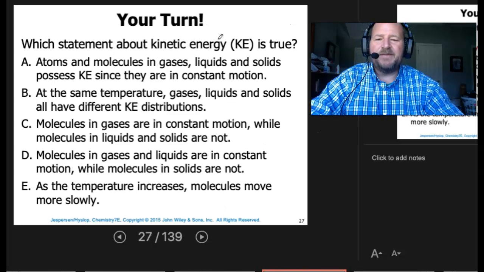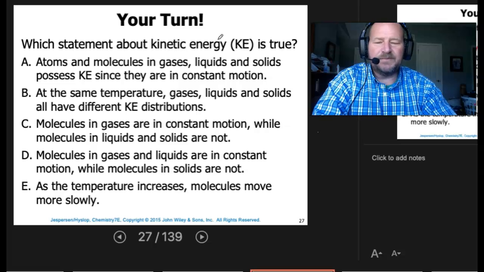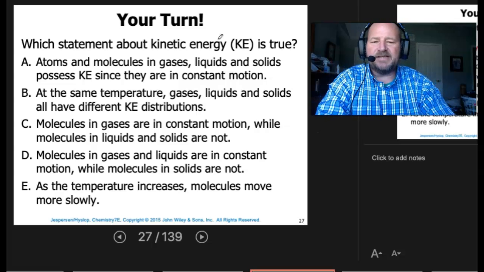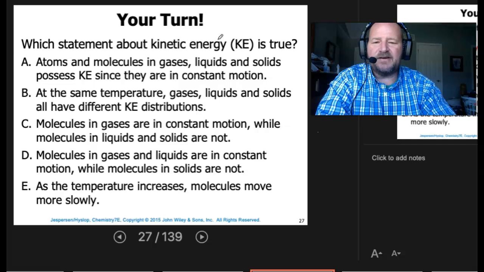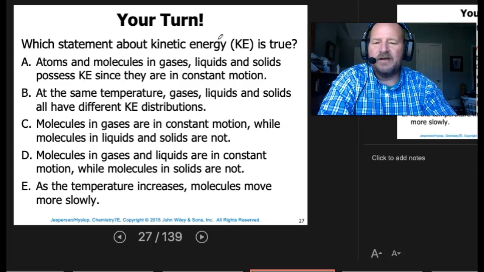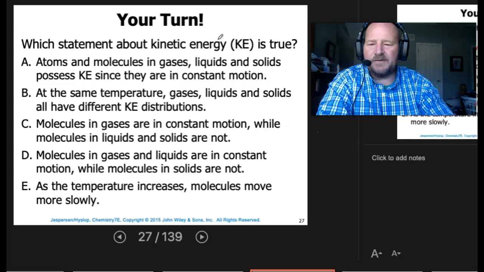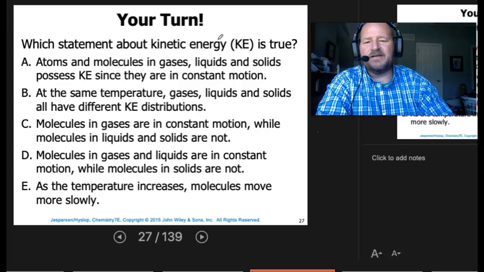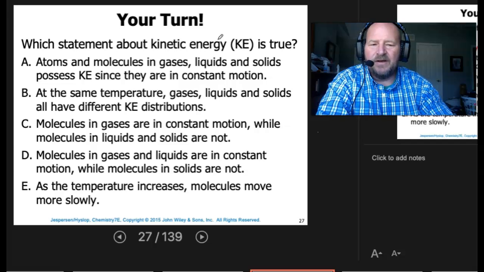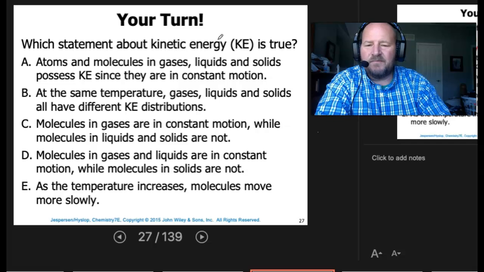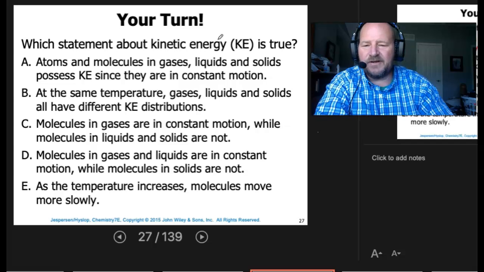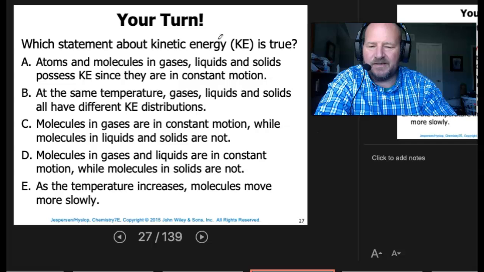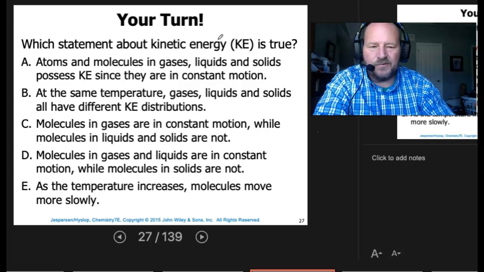All right, so which statement about kinetic energy is true? A: Atoms and molecules in gases, liquids and solids possess KE since they are all in constant motion. B: At the same temperature, gases, liquids, and solids all have different kinetic energy distributions. C: Molecules in gases are in constant motion, while molecules in solids are not. D: Molecules in gases and liquids are in constant motion, while molecules in solids are not. E: As the temperature increases, molecules move more slowly.